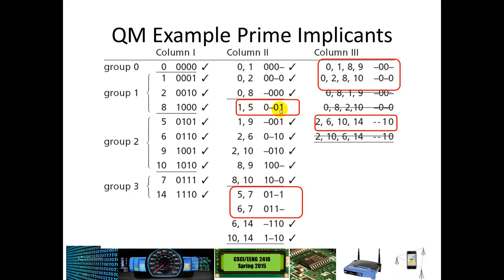0-0-1, if we were to express that in terms of A, B, C, and D, wherever you have a 0, that's going to be the prime of your variable. Wherever you have a dash, that variable is not going to show up at all. And wherever you have a 1, the true non-prime is going to show up.